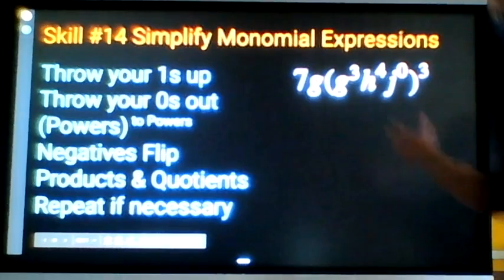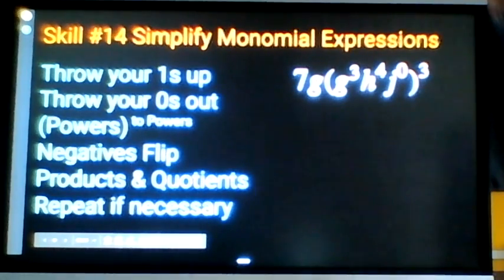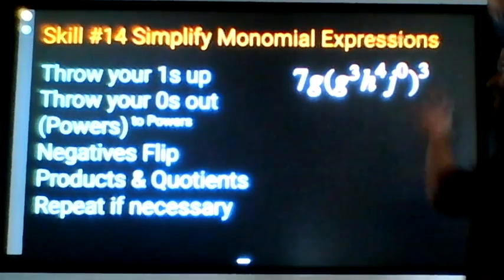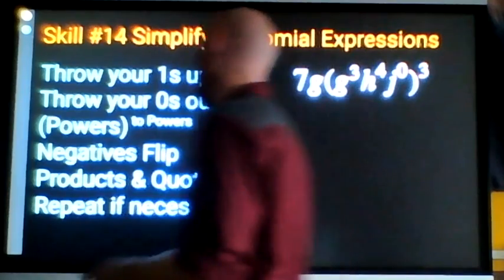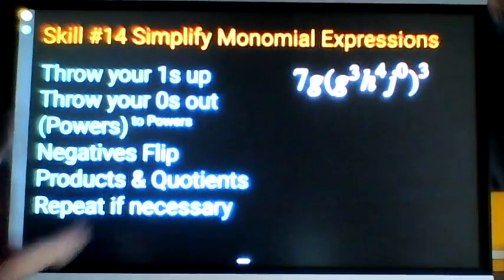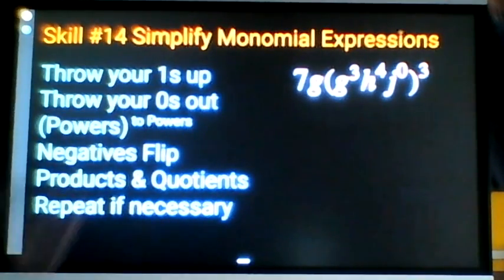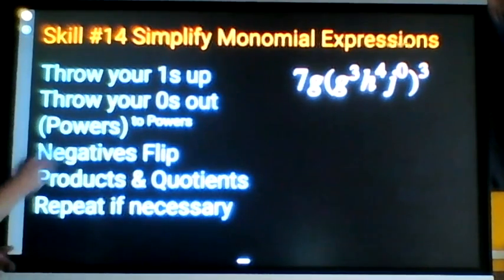Skill 14, we're going to look at stuff like this. So it's taking the rules from 8 and 9 and applying them multiple times. All right. Basic steps: throw your ones up, throw your zeros out, take your powers to your powers, negatives flip, deal with your products and quotients, and repeat if necessary. All right, this is what I mean by that.